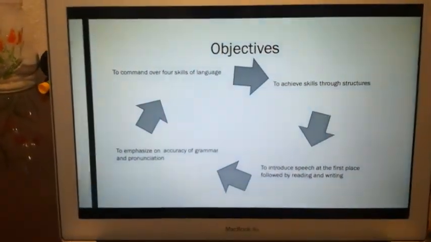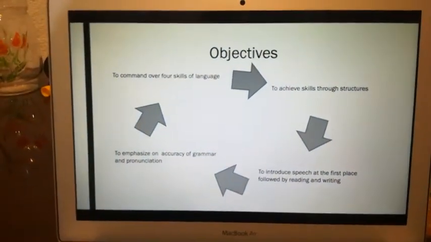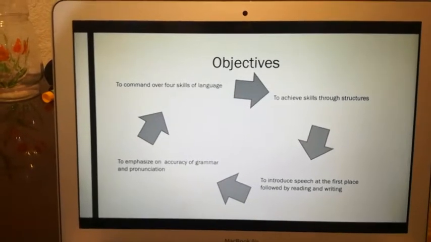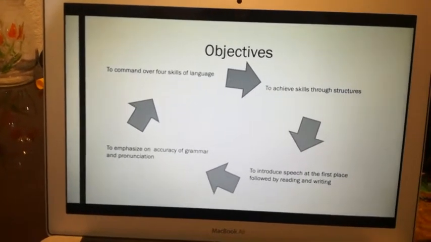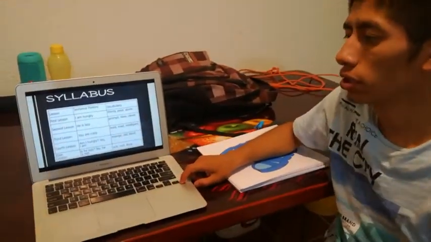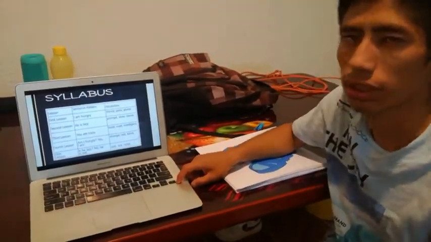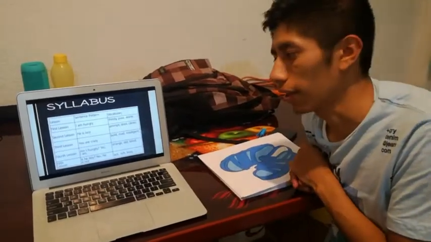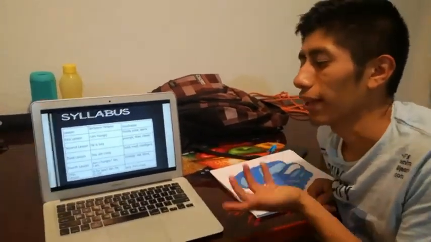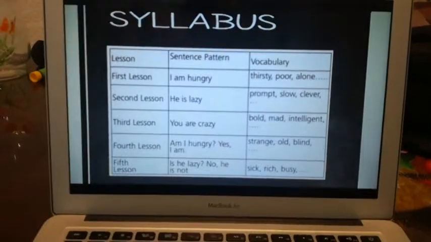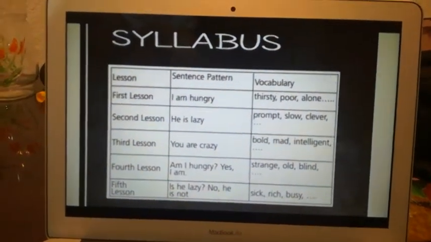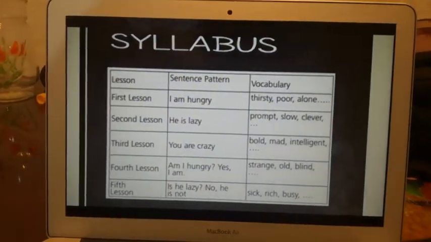Okay, and finally the last objective is to emphasize accuracy of grammar and pronunciation. This is very important. At the beginning, I think that when I say this kind of authors, they mention these syllables. This is an example of the syllables.